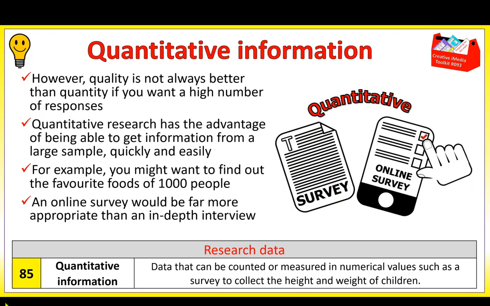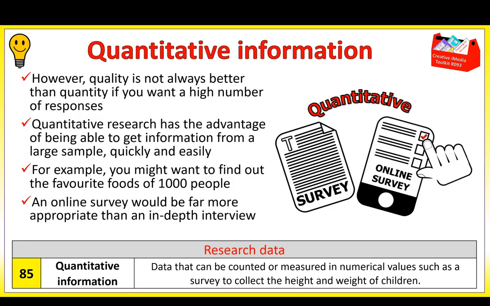And quantitative information, so if you reverse that argument, and if you think about quantity might be better than quality, if you want quick responses. So for example, what is your favourite flavour of milkshake? Chocolate, banana, or strawberry? If you ask that to 1,000 people, you could get a quick response and you'd know which kind of milkshake syrup to stock up on in your milkshake shack.